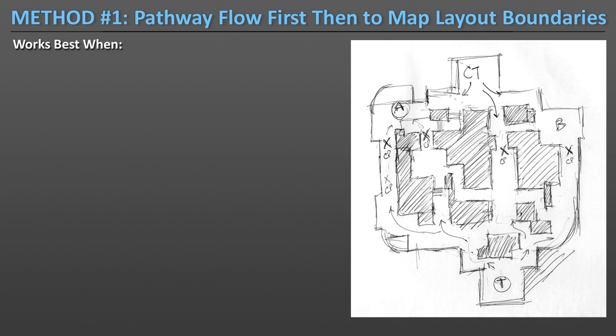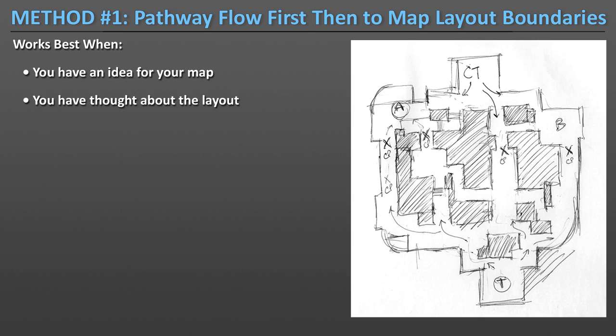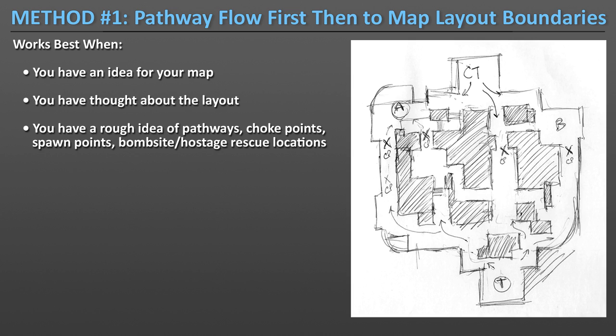This first method works best when you have an idea of what your map is going to play like, and you have thought about the layout. So you may not know exactly what the architecture or geometry is going to be, but you do have an idea of where the spawn points are going to be, where the bomb site locations or hostage locations are going to be, and how each team will get there. So you have somewhat of an idea of how the layout and the pathways for each team are going to connect.